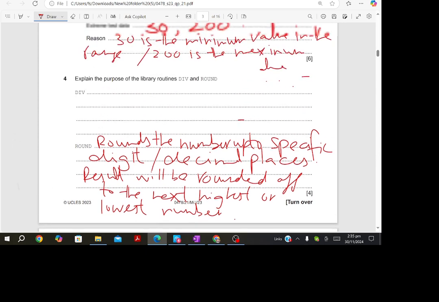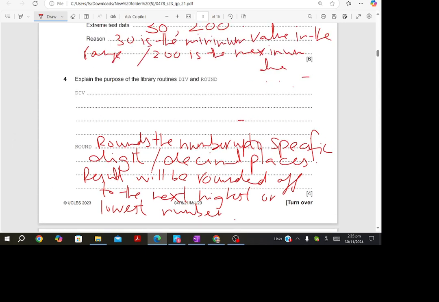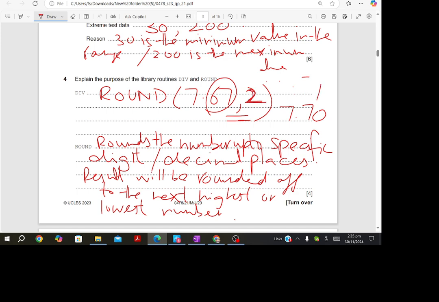Now if we want to write its example, how we can write it? For example, round of, let's say we have a number 7.67 and we want the answer up to 2 decimal places. So what is it going to evaluate to? It is going to evaluate to 7.70 because 67 is closest to 70 and I have specified two values after the decimal, so it will be 7.70, right?